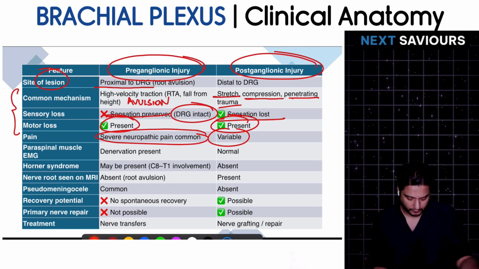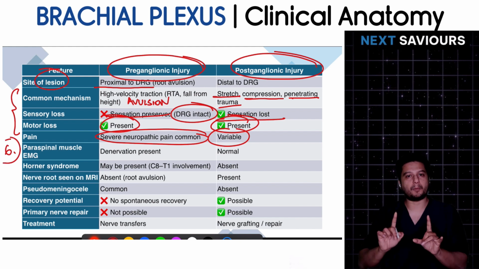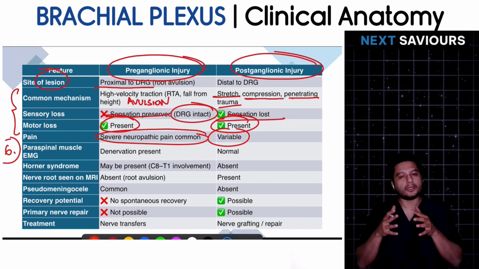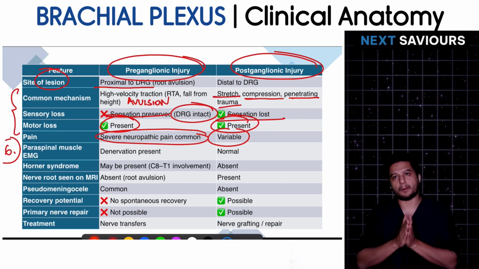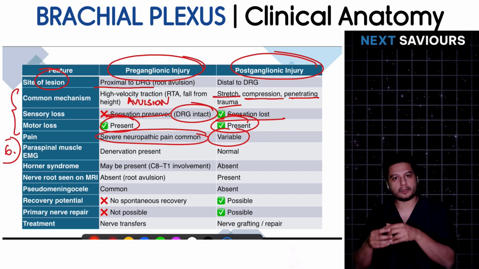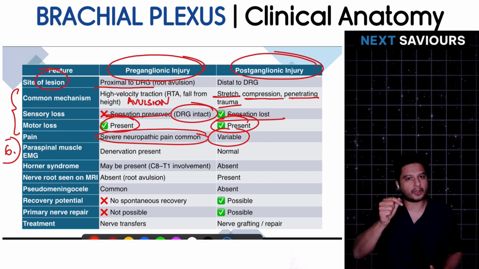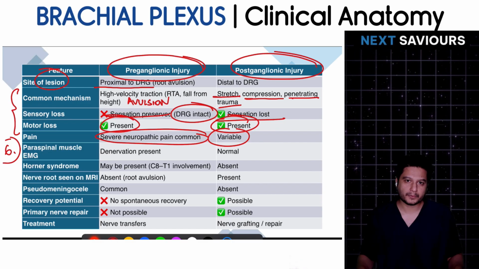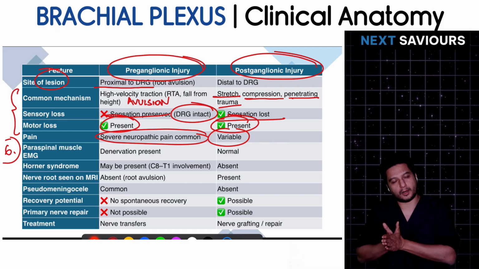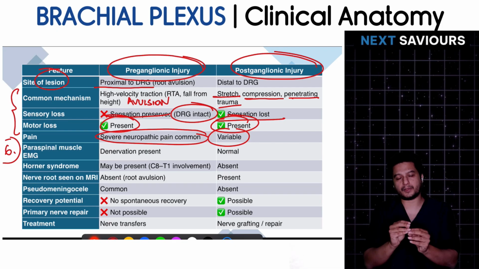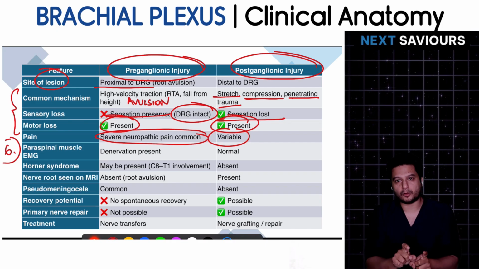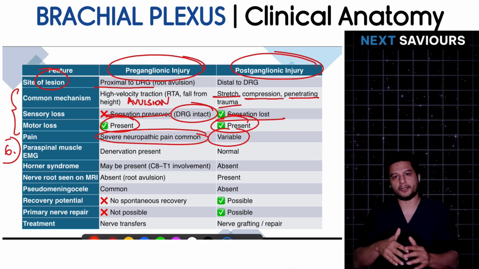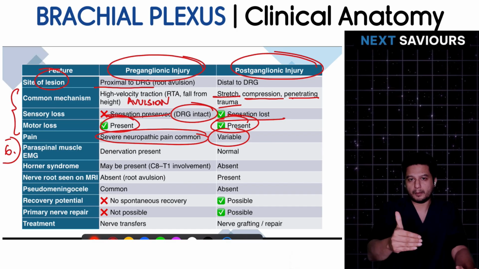Now, the sixth point obviously is the paraspinal muscle EMG. How do the paraspinal muscles react? You see, the nerve supply to the paraspinal muscles originates right from the dorsal part of the roots of the spinal nerve. That means it is nearer to the spinal cord. And if there is a preganglionic injury, which is nearer to the spinal cord, then there is a possibility of paraspinal muscle palsy.